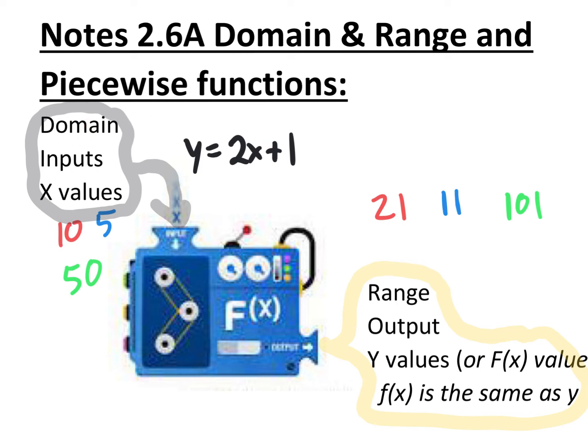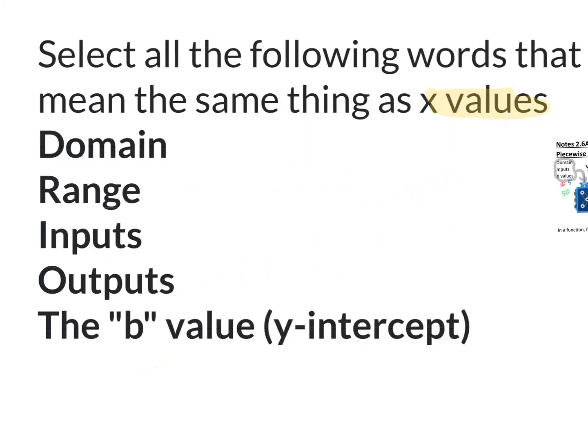So what does our question say over here with regards to that? It says, which of the following mean the same as x values? We just said that the x values mean the same thing as domain and also inputs. And that's about it. So you would select those two, hit enter, and you get the right or full credit.